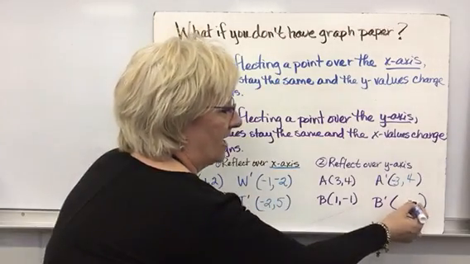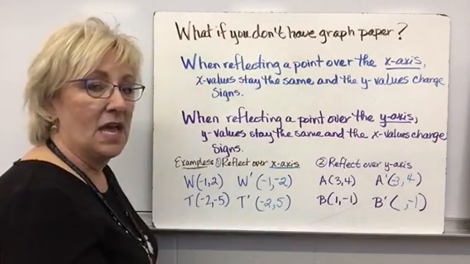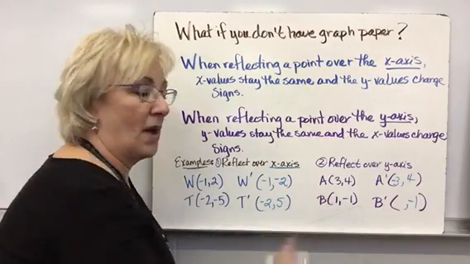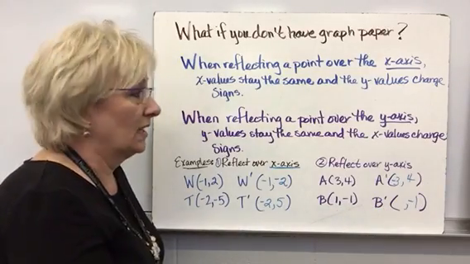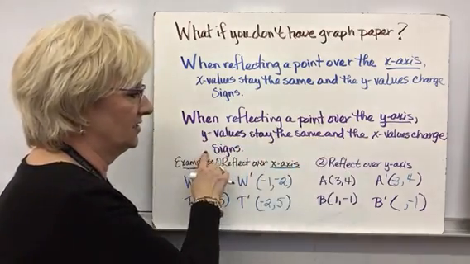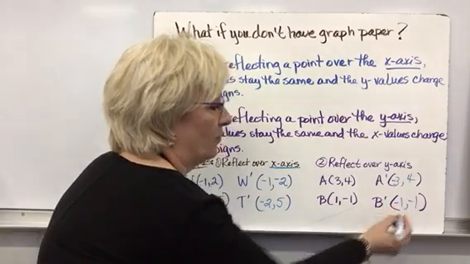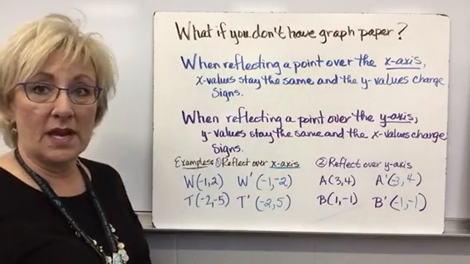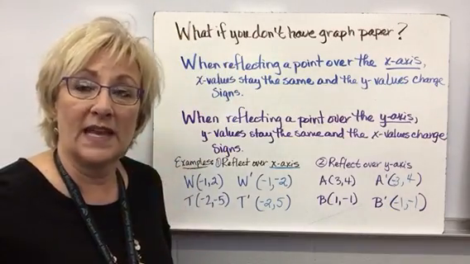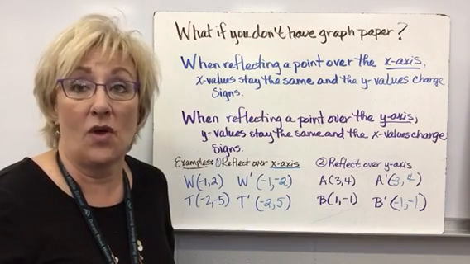Here I know that I've got a negative 1 for my y value. It's going to stay the same. You decide, is it going to be a positive 1 or negative 1? Well, it says up here that the y values stay the same, the x values change signs. So from a positive, I've got to make that a negative 1. And we're going to be working on these tomorrow. We're going to be working on reflecting it on the graph, but we're also going to be working on how to use it when we don't have graph paper.